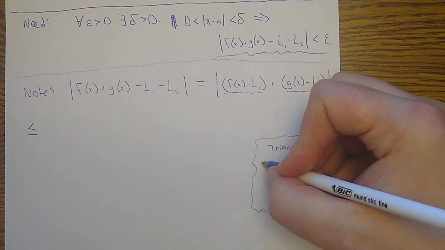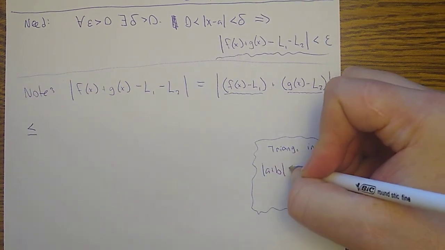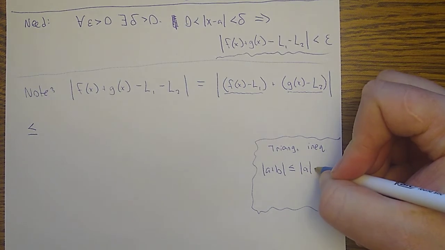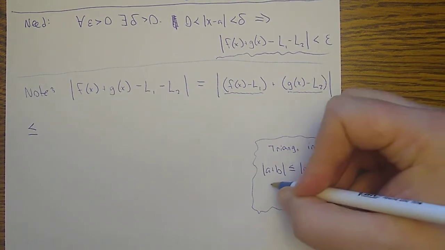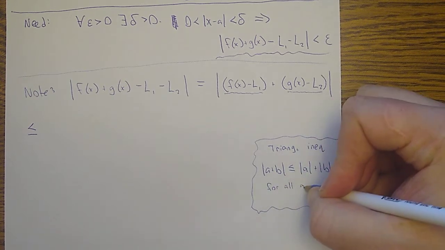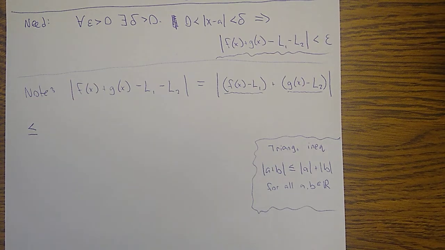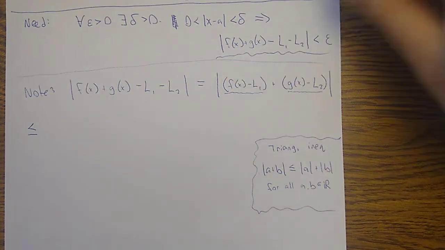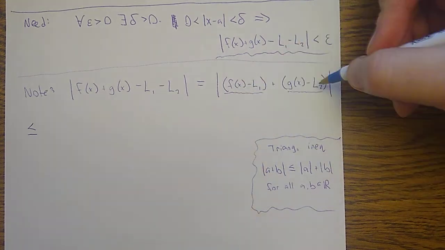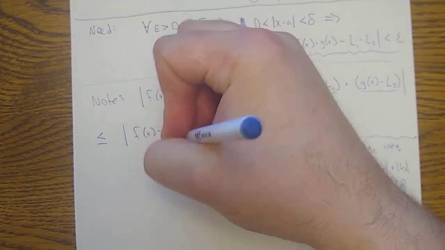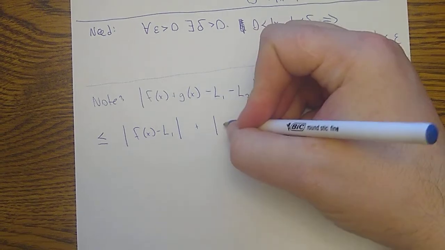If you remember the triangle inequality, this is valid for all real numbers. If I have a plus b in absolute values, that's less than or equal to absolute value of a plus absolute value of b. And this is true for all real numbers, a and b. So that's what I'm about to do. This number will be my a, this number will be my b, so this is less than or equal to this one plus this one.